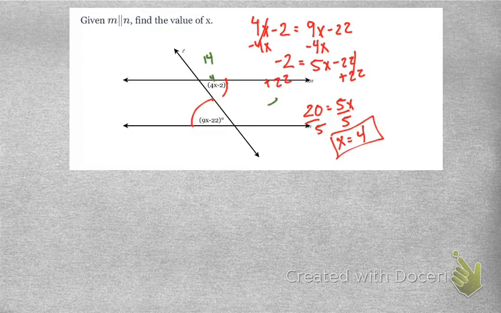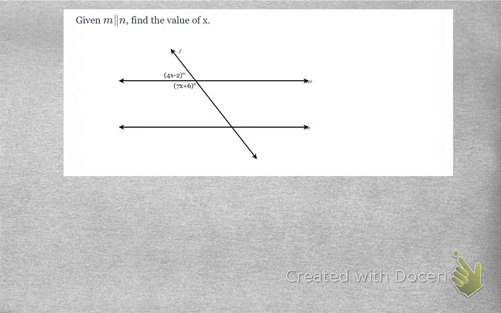I'll see if I get the same answer here. 9 times 4 is 36. 36 minus 22 is 8, 9, 10, 11, 12, 13, 14. I got 14. That checks out. Very nice. What about these guys?